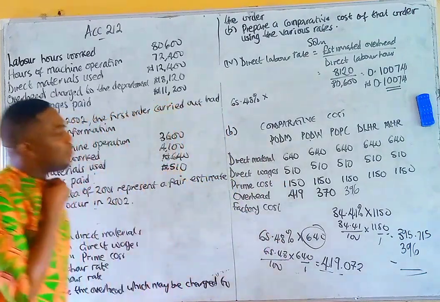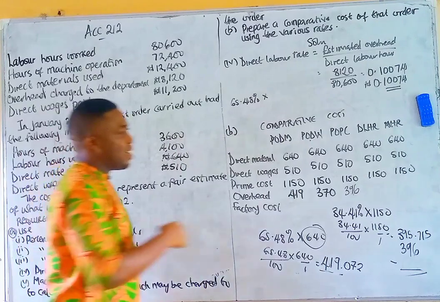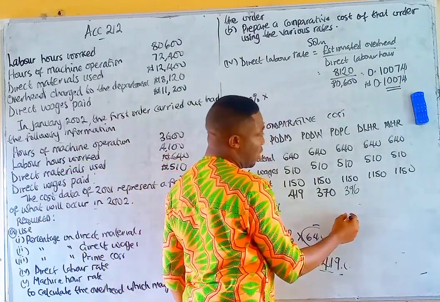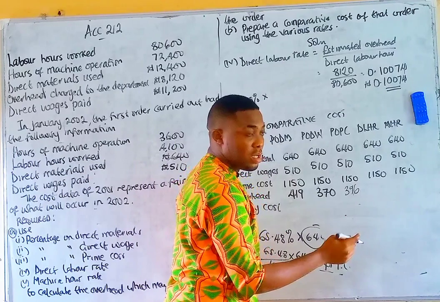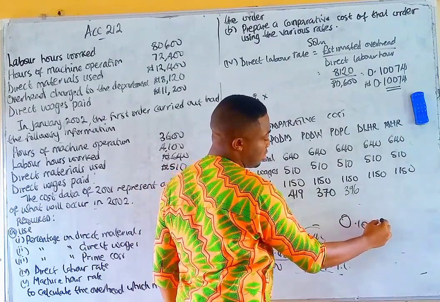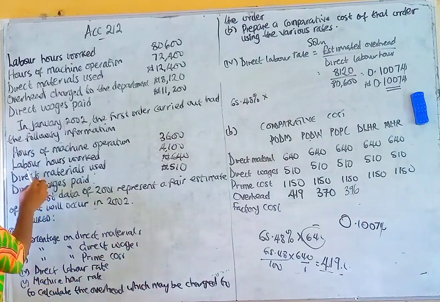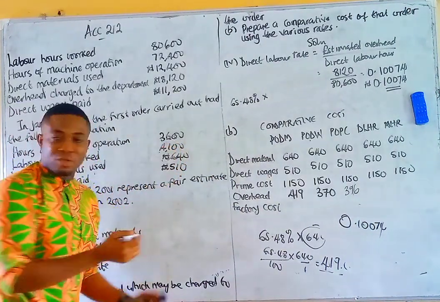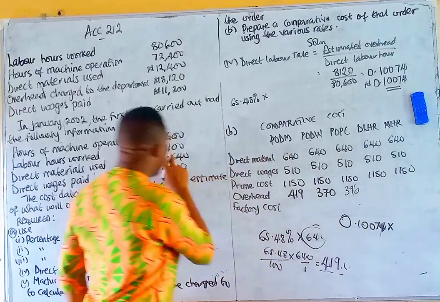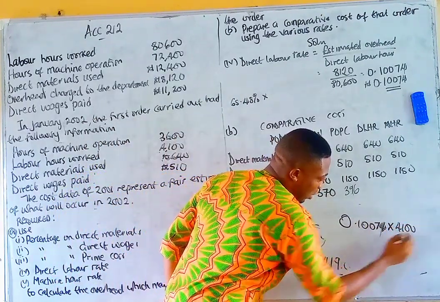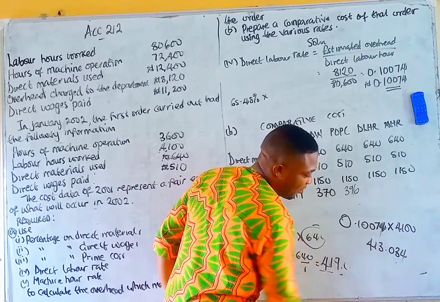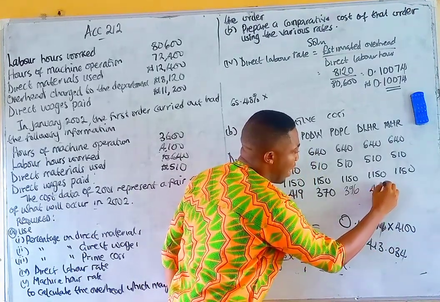Now I want to get the direct labor hour rate. For last year, we had a direct labor hour rate, and here they said labor hours worked were 4,100 hours. So we multiply last year's rate by the hours worked, 4,100. We get 413.034, so we can take 413.